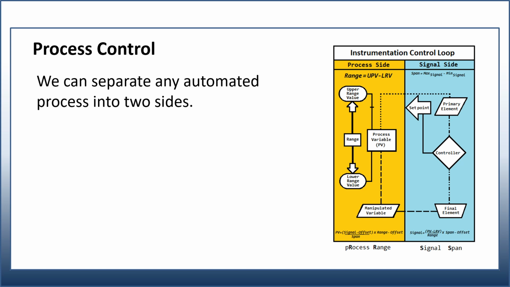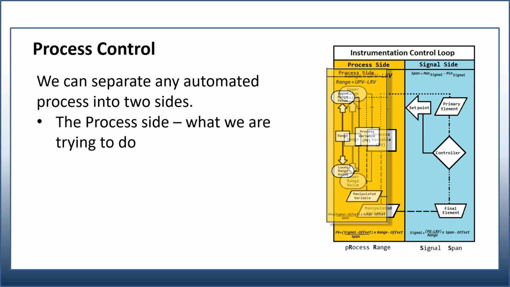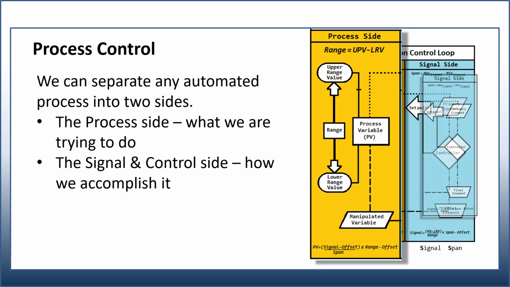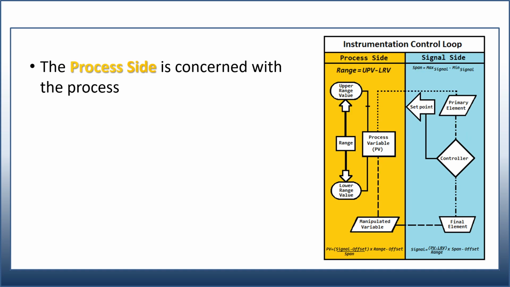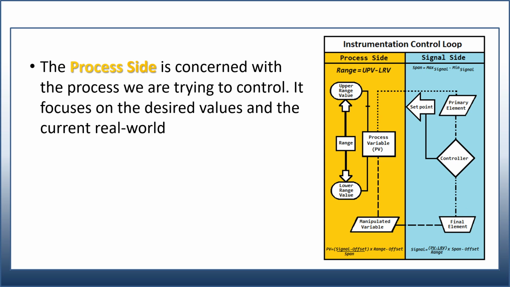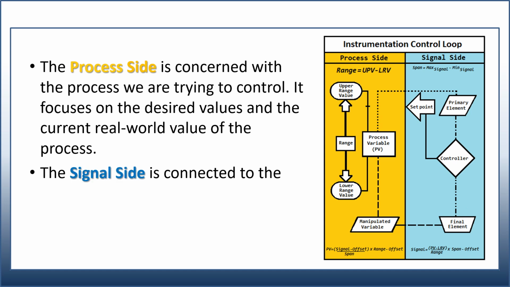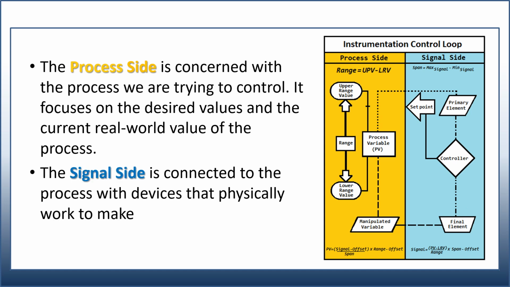Process control, we can separate any automated process basically into two sides. There's the process side, what we're trying to do, and then there's the signal and control side, how we accomplish it. The process side is concerned with the process we are trying to control. It focuses on the desired values and the current real-world value of the process. The signal side is connected to the process with devices that physically work to make the process happen.